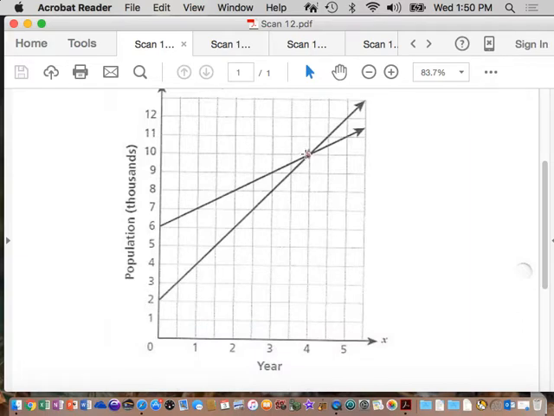Lenny, where you going, bud? Yeah, don't do that. Have a seat. You can throw it out on the way out the door.